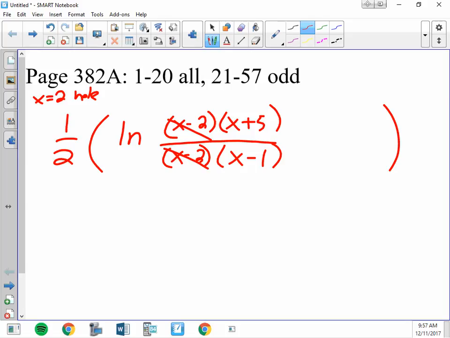So 37 through 47, you're just doing the opposite. You're going to put them together. And then 49 to 57, you're just using your calculator to find the change of base formula, using the change of base formula. So you're just getting the decimal answers. Okay? Piece of cake. Good luck.